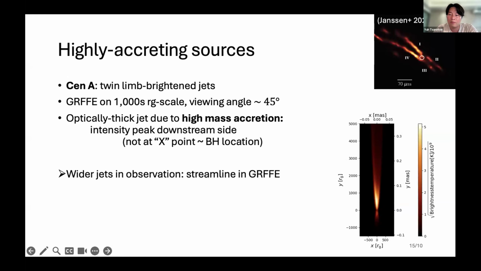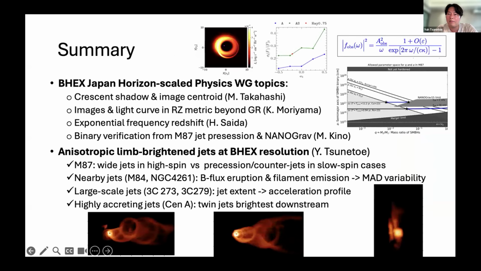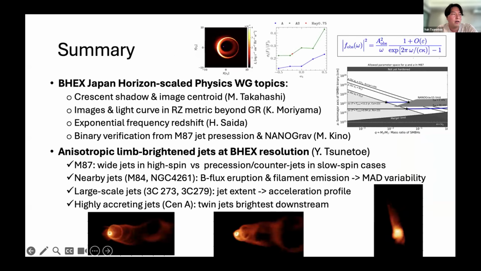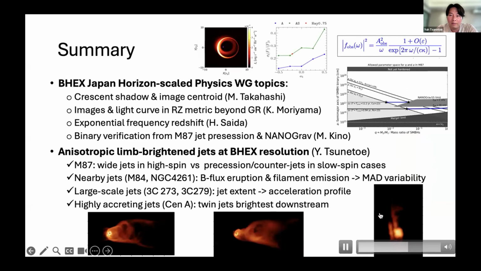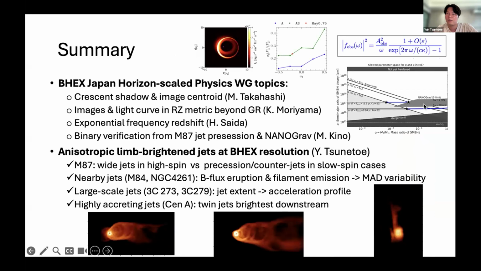In this way, BHEX observations can help us explore not only different spin values and viewing angle, but also diverse accretion scenarios. So, in summary, we study black hole shadows and jets, from spin and gravity tests to jet structure and accretion, to fully exploit BHEX horizon-scale imaging. Thank you very much for your attention. I'll stop here.